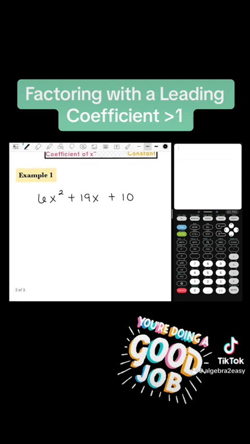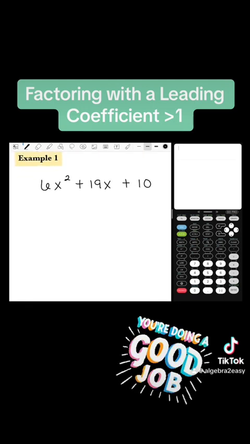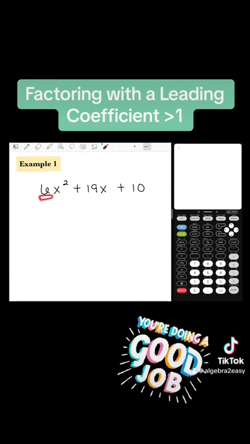So let's take a look at our first example. We have 6x squared plus 19x plus 10. And a lot of people struggle when this number isn't a 1. It'd be much nicer if it was just x squared plus 19x plus 10. That would be great, but it isn't. So I'm going to teach you a method called slide and divide.